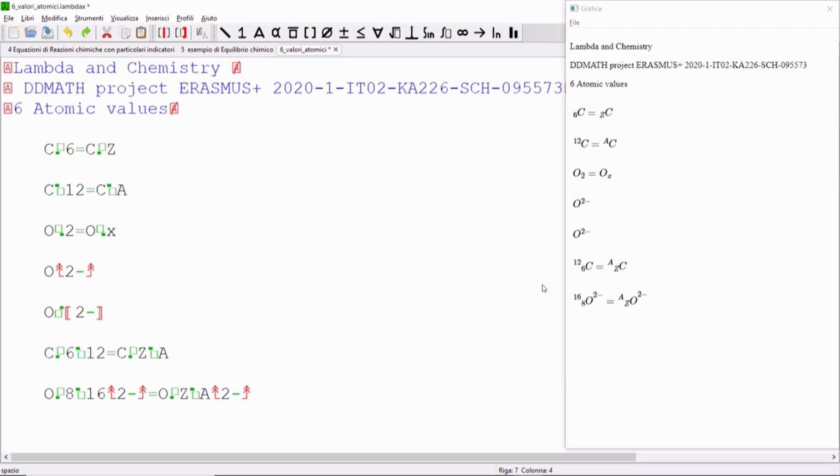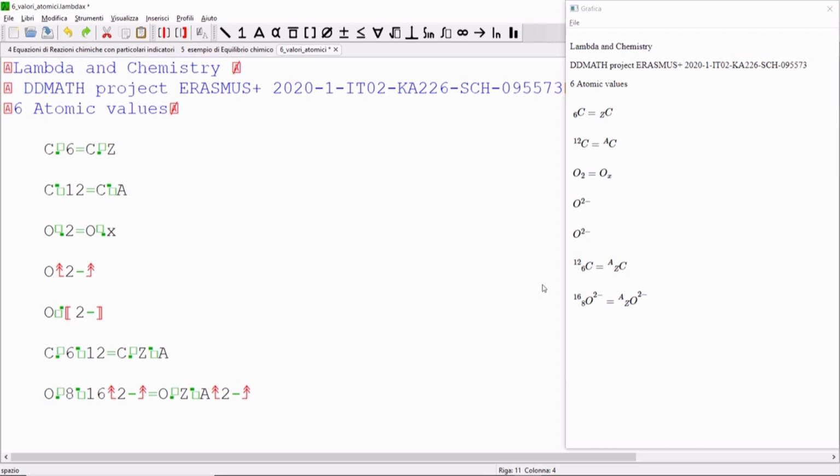The number of atoms is written with subscript. Here is an example. O subscript 2 equals O subscript X. The electric charge is written as for ions, i.e. it is entered with the compound exponent, or with the simple superscript, followed by the value of the electric charge with a plus or minus sign.